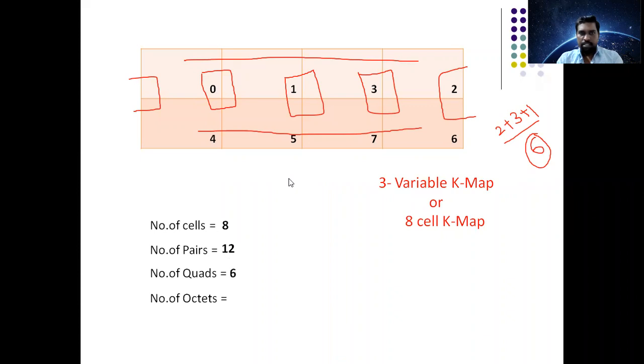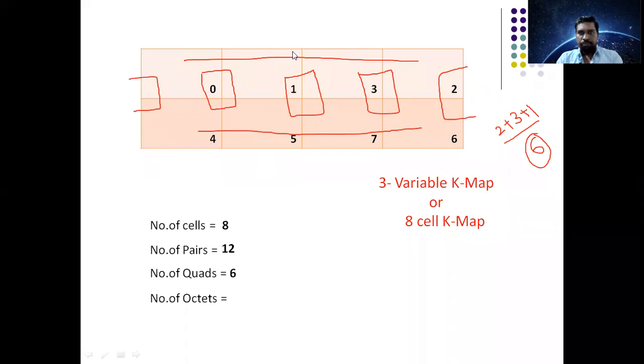Number of quads equal to 6. What are those? The topmost row entirely can act as a quad. The bottom row can entirely act as a quad. Next, 0, 1, 5, 4. It is one quad. 1, 3, 7, 5. It is one quad. 3, 2, 6, 7. It is one quad. Next, by folding property, 2, 6 and 0, 4, these two can be combinedly called one quad. So 1, 2, 3, 4, 5, and this one combinedly called 1. So it is 6. Totally we have 6 quads.